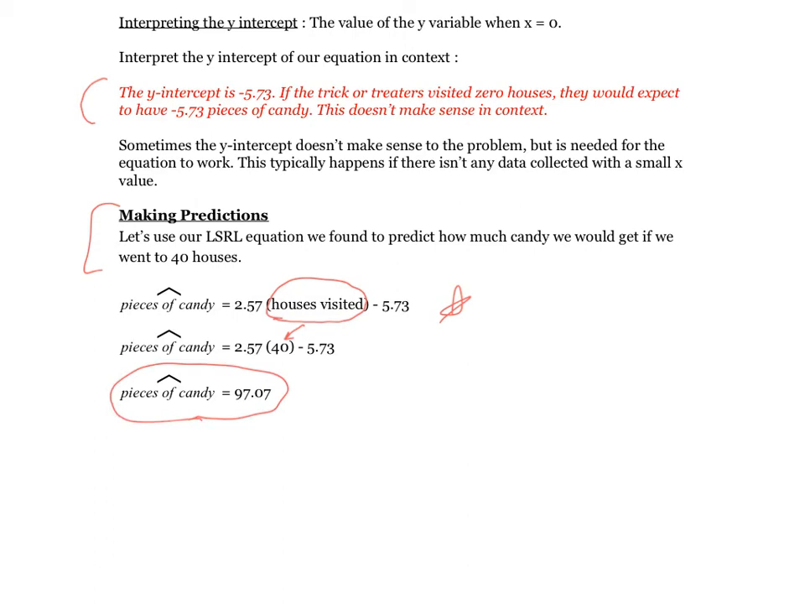Okay, so if a trick-or-treater visited 40 houses in this neighborhood, we'd expect them to get about 97 pieces of candy. Now, is that going to be exactly right? No, probably not, but it's a very good prediction. Okay, it allows us to have an idea of how much candy we would get.